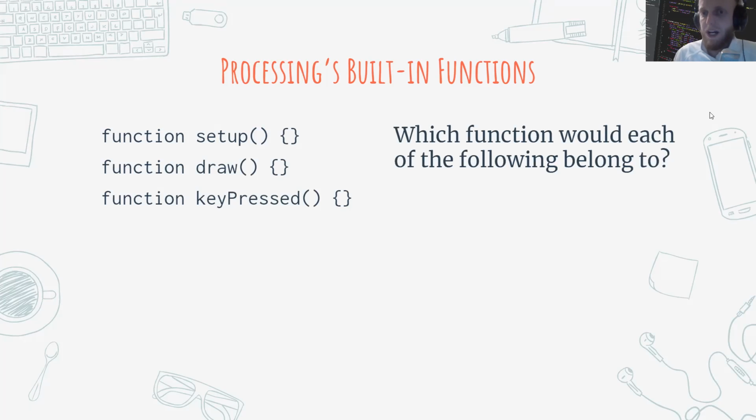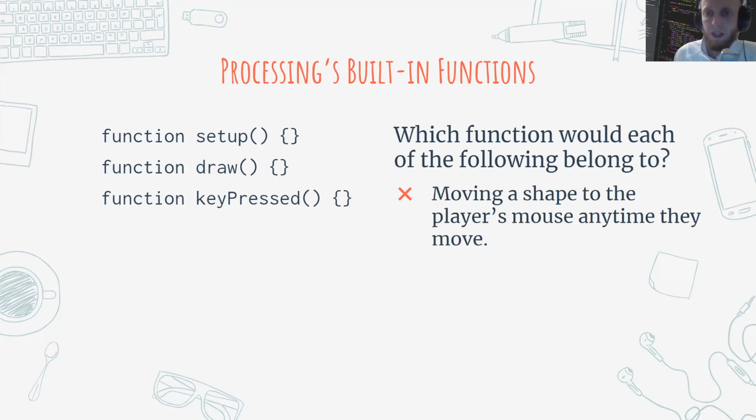So we've got these three functions here. Let's do a little exercise. Which function would each of the following belong to? Moving a shape to the player's mouse anytime they move. So if something needs to happen anytime, not just at the beginning or not just when a key is pressed, it would be in the draw function.